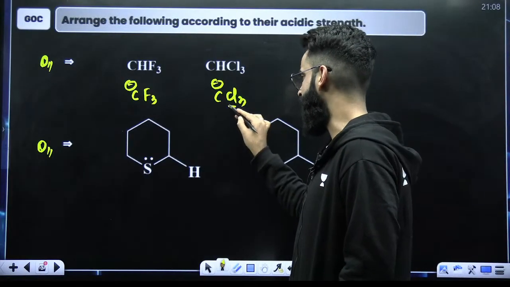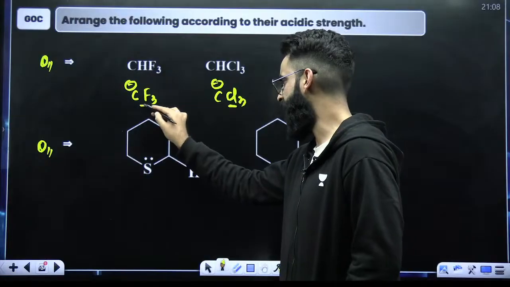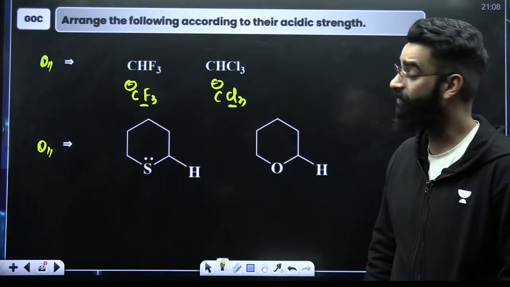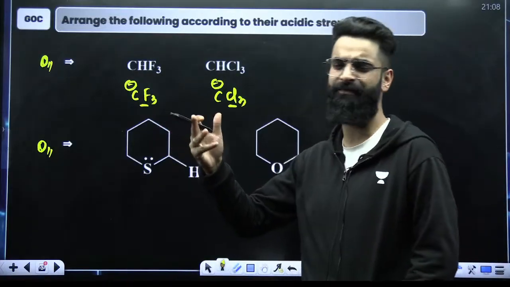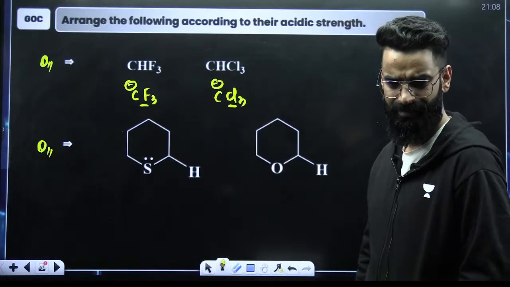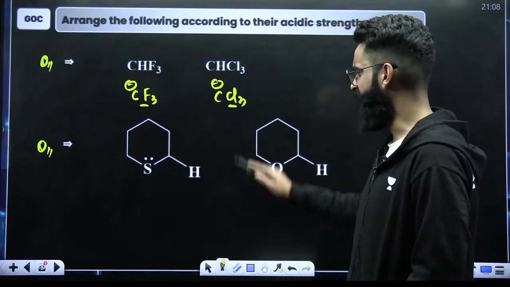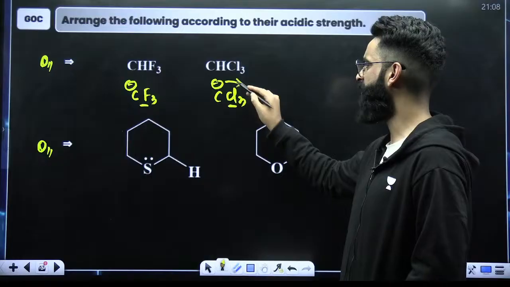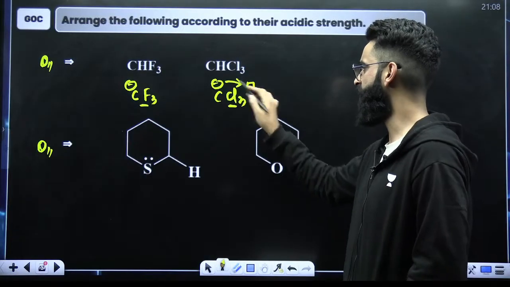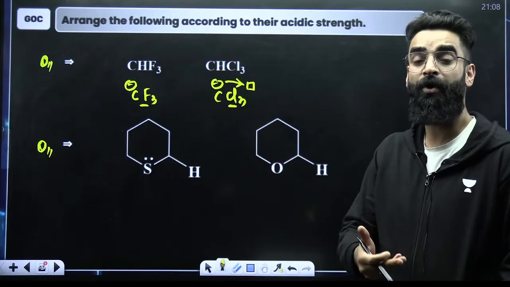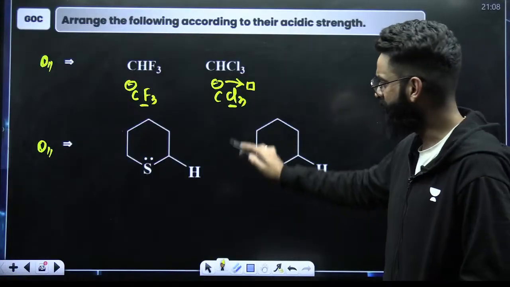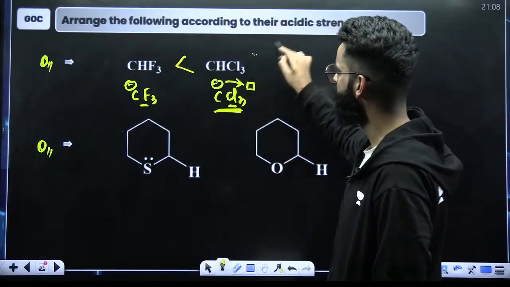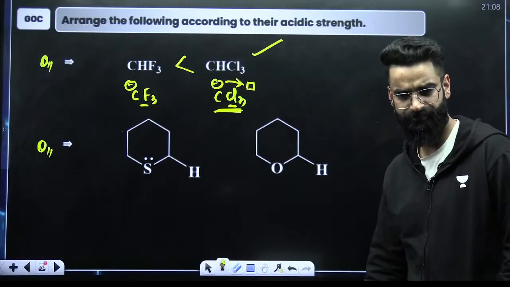Over here you have chlorine, and you have fluorine here. Chlorine has vacant d orbitals. Fluorine does not have any vacant orbital. If chlorine has vacant d orbitals, there is a possibility of back bonding, and back bonding stabilizes the conjugate base. So the conjugate base which we get here is more stable. The more stable the conjugate base, the stronger the acid. So this is the acidic strength order.